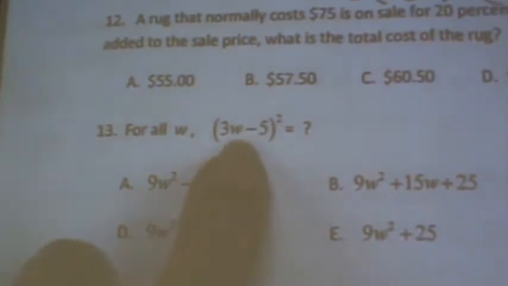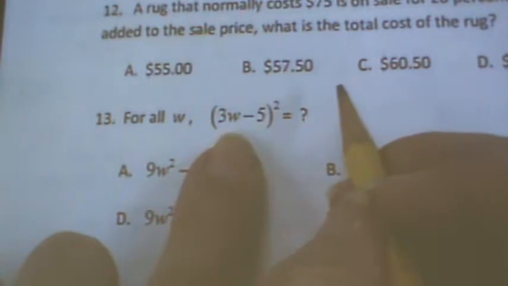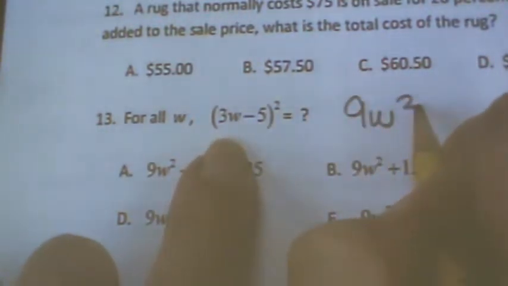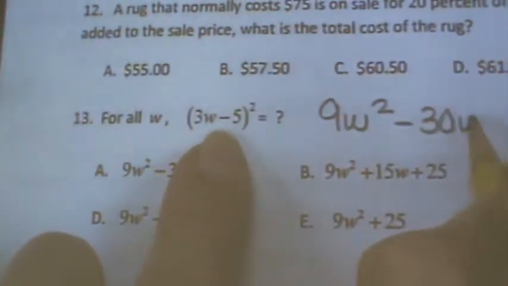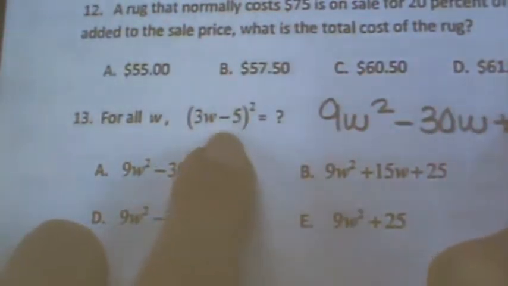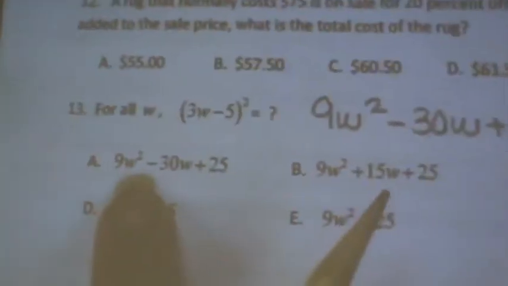Number 13, what are you going to do with 3w minus 5 squared? FOIL it. Now there's a shortcut. You square the first term. You multiply these two together times 2, so minus 30w, and then you square the last term. This is always going to be a plus sign when you square that negative. Square a negative or a positive, so it is A.